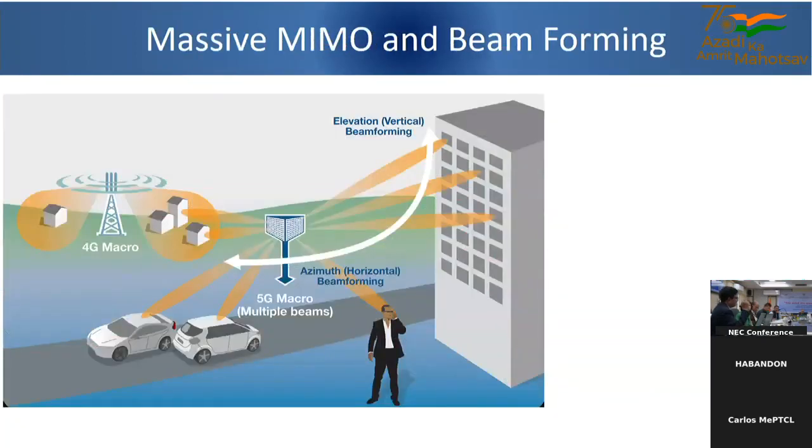In 5G, there is a concept of massive MIMO and beam forming. Up to 4G, you might have seen an antenna like this, a panel antenna, just tilted downwards onto the tower, and it creates a kind of umbrella coverage around it. Whether anybody is using the mobile or not, that coverage is there. Even at night, if nobody is using it, that is a kind of wastage, and radiation is happening.